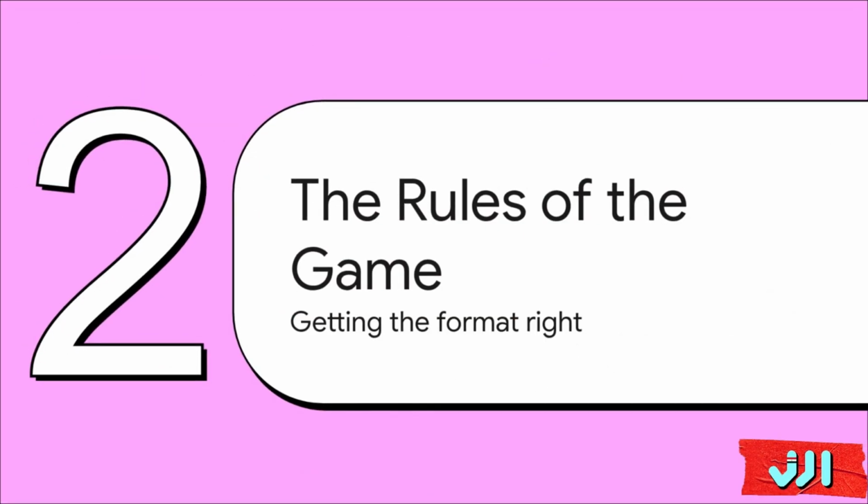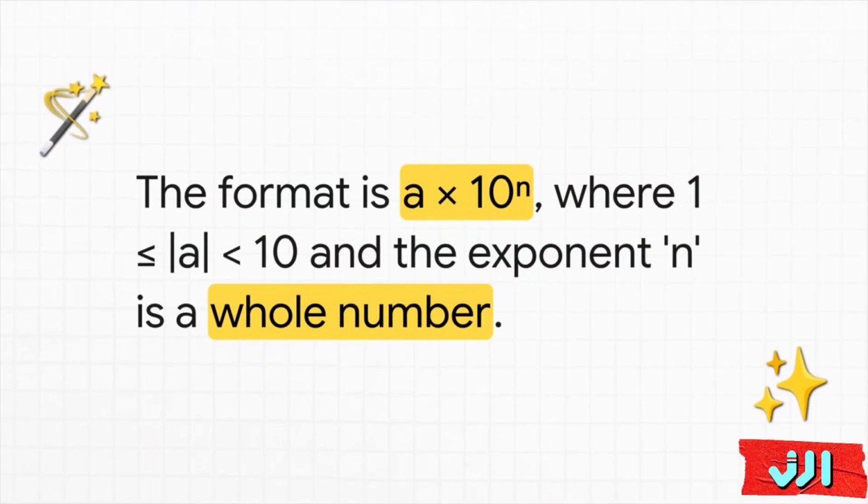Now, for this whole system to work, everyone has to agree to follow a couple of really simple rules. This is what keeps everything consistent and, most importantly, easy for anyone to read and understand. And here it is, the magic formula. Every single number in scientific notation will look like this: some number a times 10 to the power of n. Now, here's the crucial part, the one rule you have to remember. That first number, a, has to be at least 1, but it has to be less than 10. And the exponent n is just a whole number. It can be positive or negative.